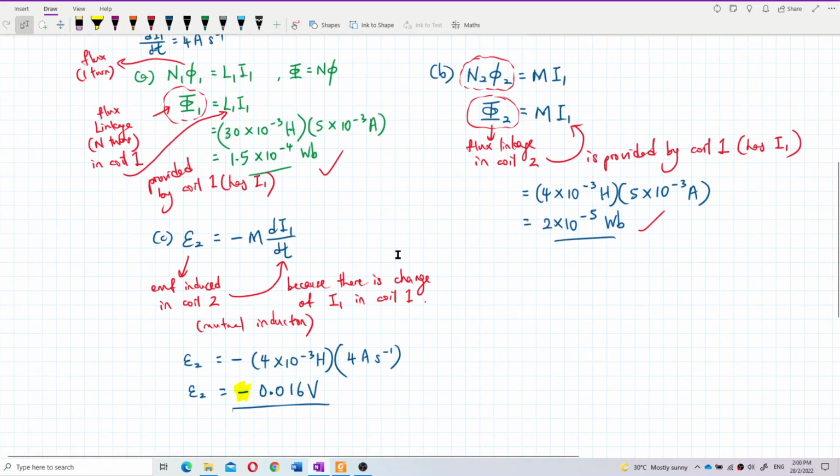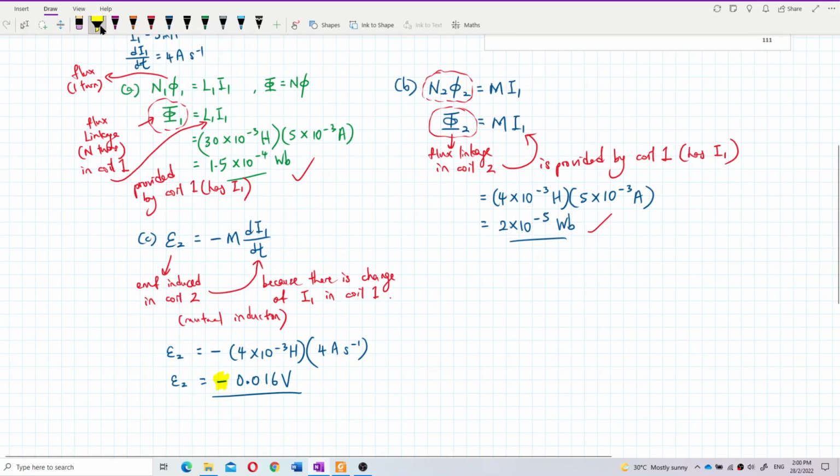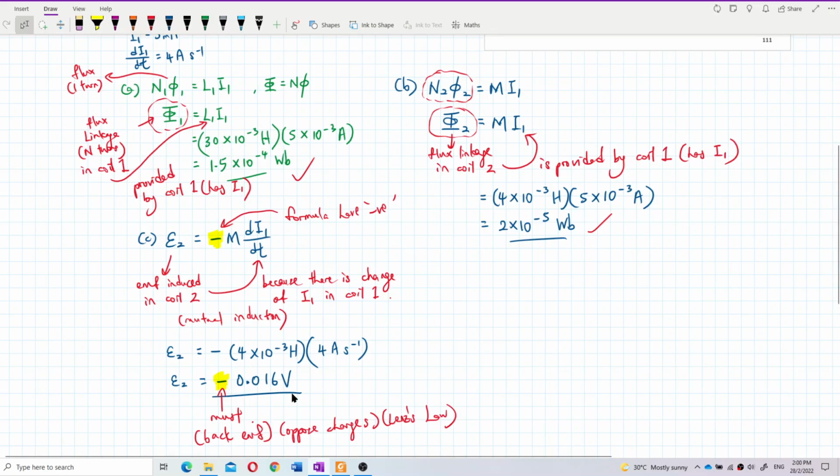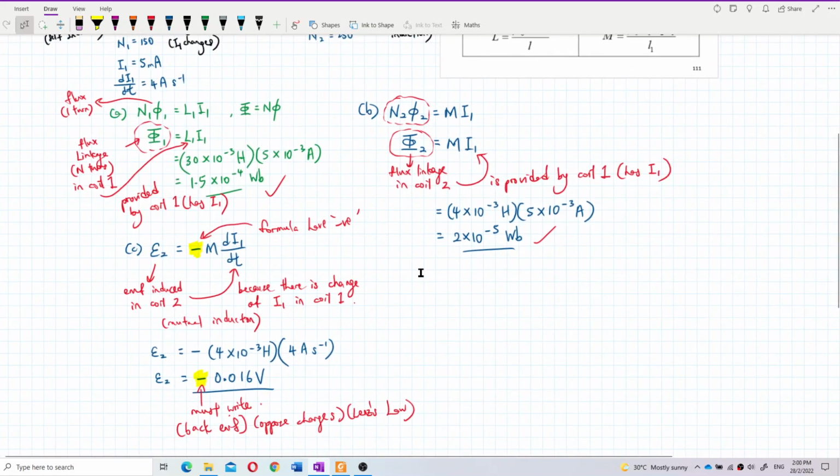Okay, the negative value you must write. It is a must, because in the formula you have a negative sign. It means back EMF. It opposes changes. It means Lenz's law. Yeah, Lenz's law. You must write this value. This means back EMF. So that's the answer.